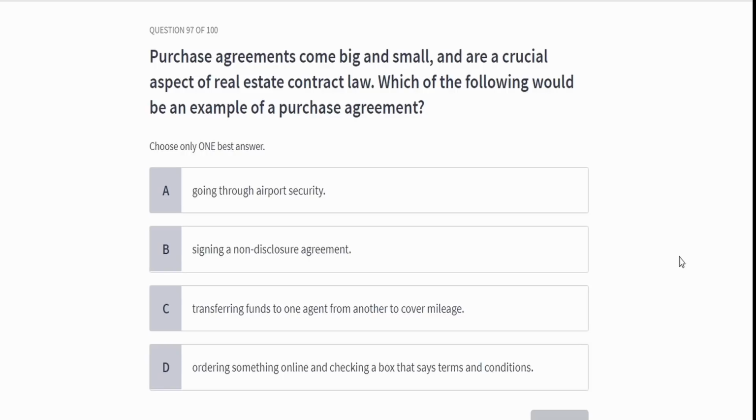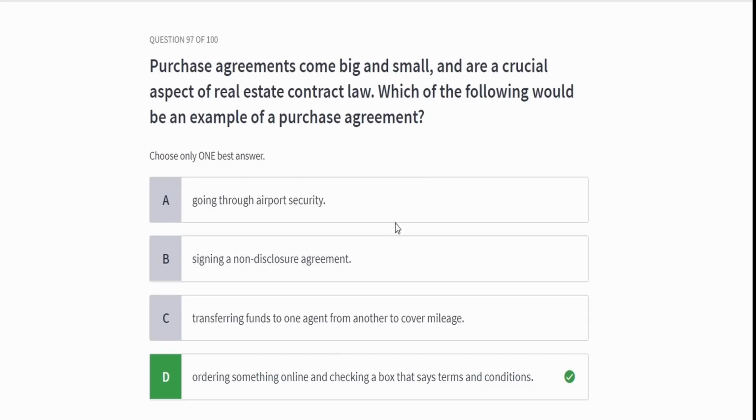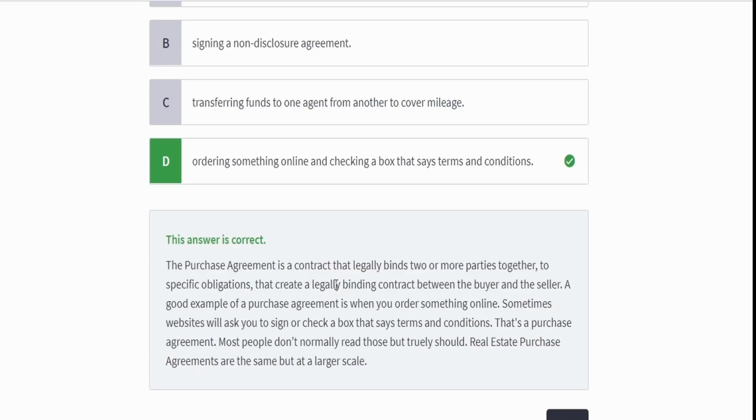All right, what is our answer on this one? Well, believe it or not, it's going to be D, ordering something online. So this is kind of a trick question. Don't overthink this one. A purchase agreement is a contract that legally binds 2 or more parties together to a specific obligation. That creates a legally binding contract between a buyer and a seller. The best non-real estate example would be when you order something online. Sometimes websites will ask you to check a box that says terms and conditions. That's a purchase agreement. Most people don't normally read those, but truly should.